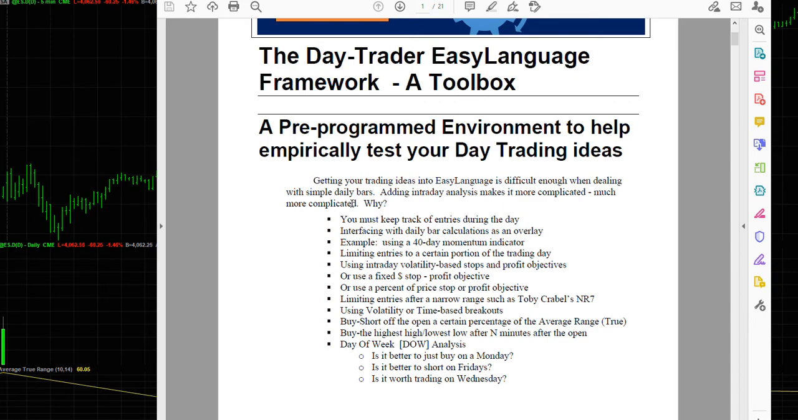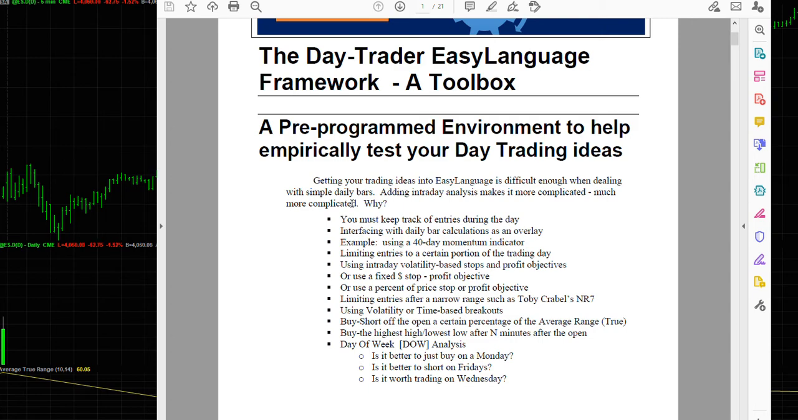You can use volatility-based breakouts, such as I want to buy 30% of the average true range off the open if the criteria is met, or I want to buy the highest high of the last 6 bars. 6 times 5 is 30, so it'd be a 30-minute breakout if you're using 5-minute bars. Say you want to do the last 12 bars, 12 5-minute bars. That's an hour breakout. Now, this framework allows you to do that as well. Let's see, what else does it do?